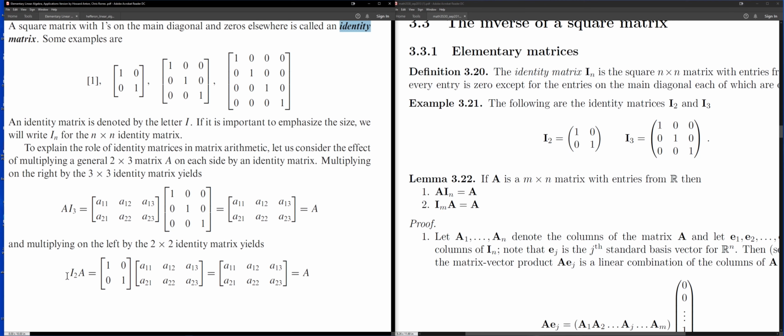So for this matrix multiplication to be well defined, if A is 2 by 3, then this matrix over here has to be of size 2 by 2. And you can check, when I have this 2 by 2 identity and I multiply on the left hand side by this matrix A, when you multiply it out, you're going to get back the same matrix A over here.